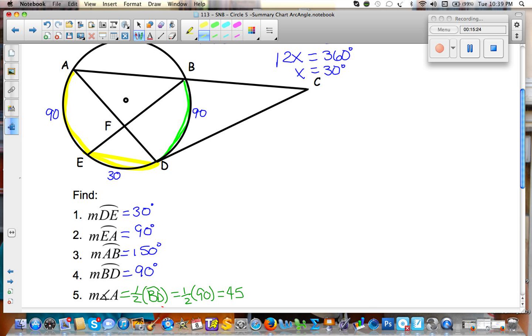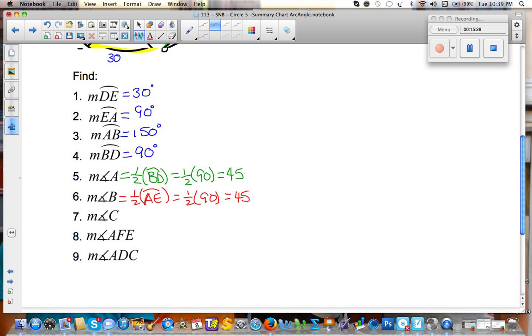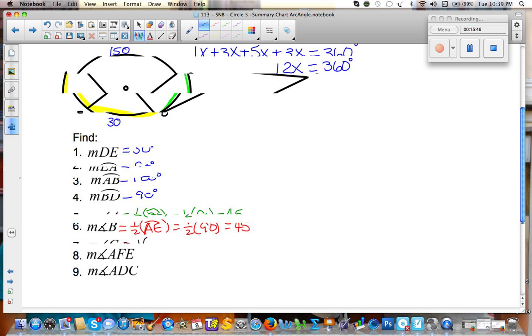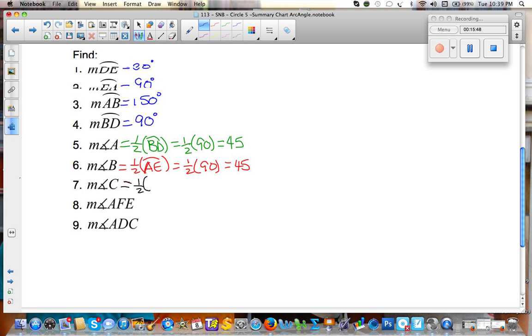So let's go back down here. The measure of angle C, whoops, I'm still in red. Let's switch that over to black. The measure of angle C is equal to 1/2. And remember, we're taking the difference because the angle is formed outside of the circle. So it's going to be the measure of arc AD minus BD. The measure of arc AD minus BD.